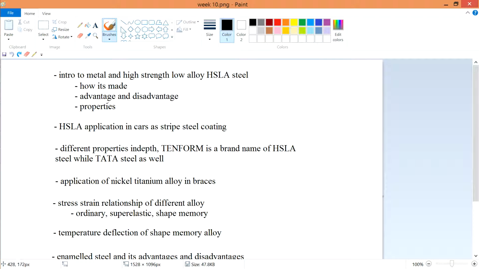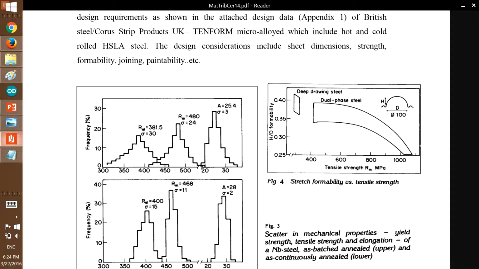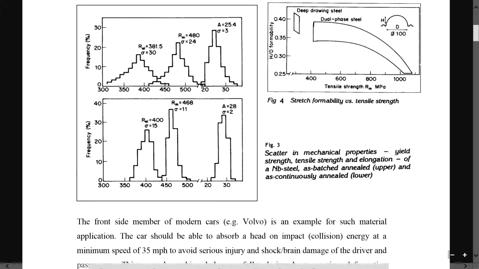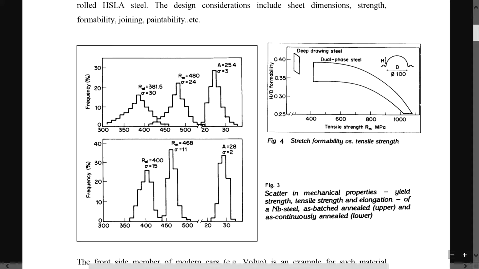For advanced metal HSLA properties, we're going to talk slightly about applications in the automotive industry. This is a graph shown in your provided materials, and this is the initial so-called scatter of the mechanical properties.